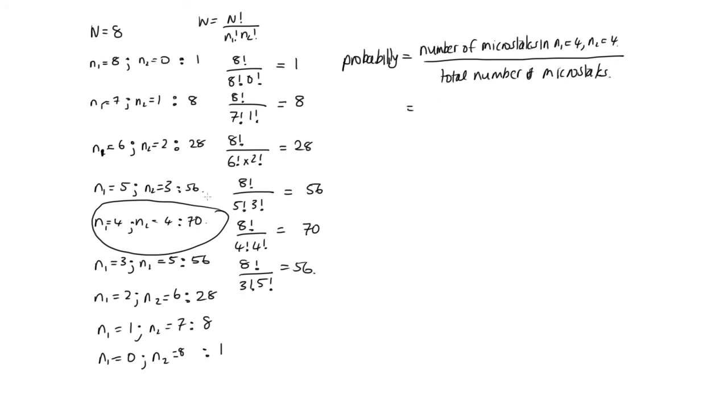Okay, so there's 70 microstates with the configuration we want, and for the total number, we sum up these numbers. We do that on the calculator and we get 256. So it's 70 over 256. We can write this as 35 over 128, or we can solve it on the calculator and end up with 0.273. So that's the probability of it being in this n1 equals 4, n2 equals 4 state.